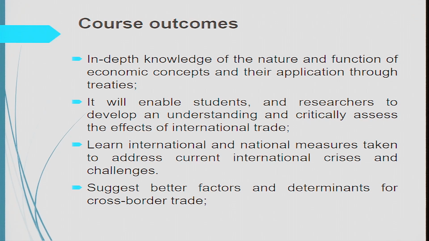Lastly, this will suggest better factors and determinants for cross-border trade. So after analyzing whether they are rightly regulated, whether they are rightly addressed, then we can also give suggestions on whether some more factors can be added or factors and determinants replaced for knowing better the international trade and even the functioning of international institutions, or whether we should stick with the accepted rules, regulations, and the order in which the international institution is functioning.